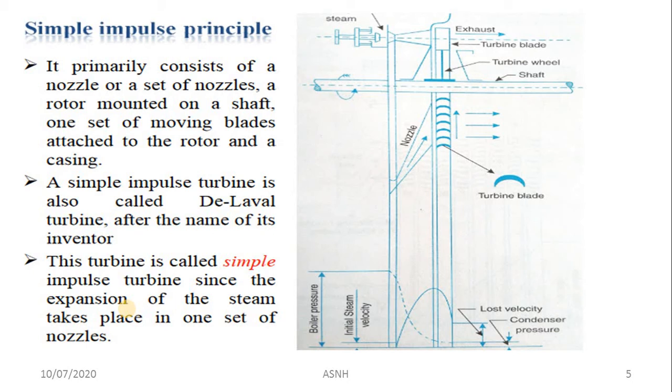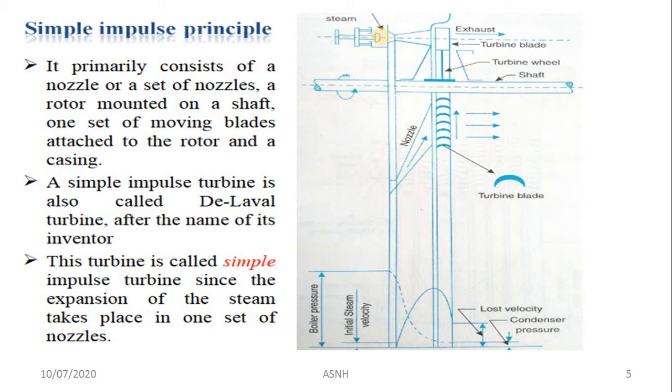The main function of the steam nozzle is to expand the steam and convert the pressure energy into kinetic energy. So here you will get an idea about the construction and working. It primarily consists of a set of nozzles. Generally up to 26 or 28 nozzles are used in a steam power plant, but in a hydroelectric power plant only one nozzle is used.